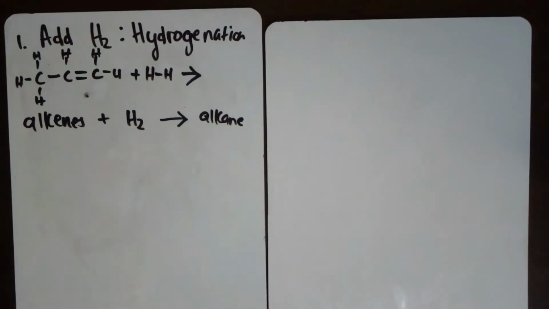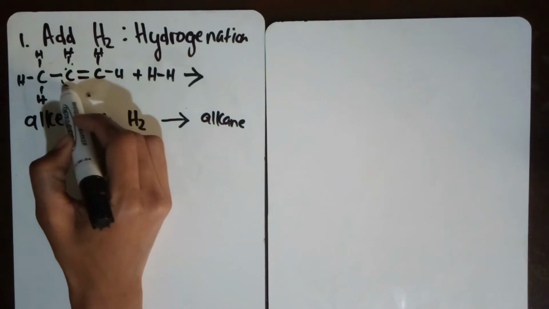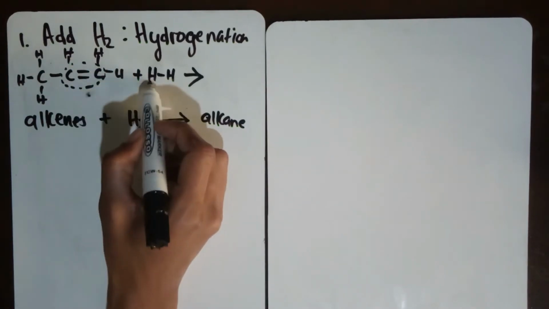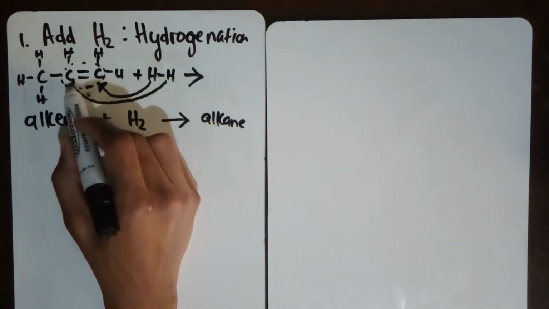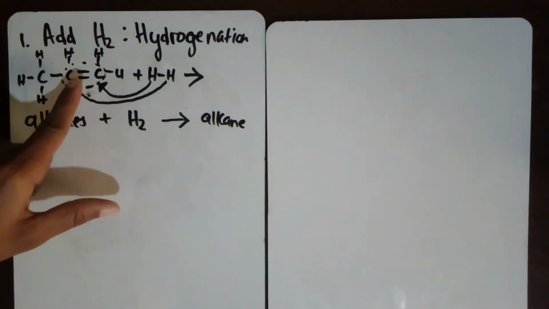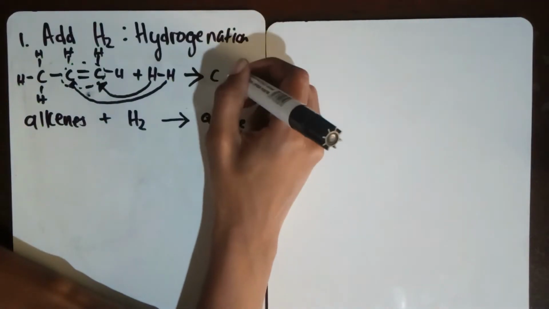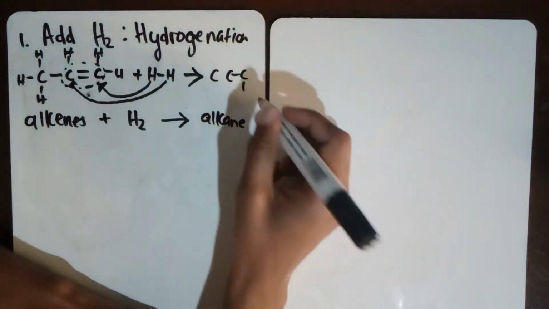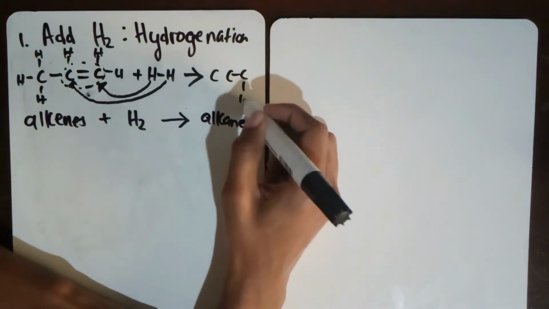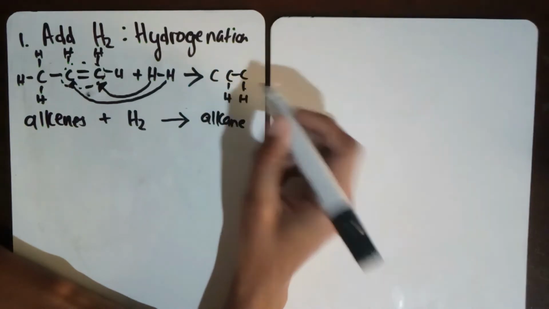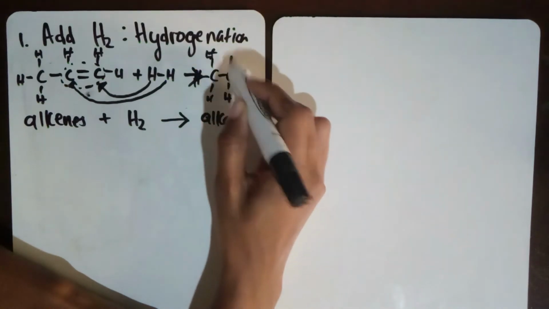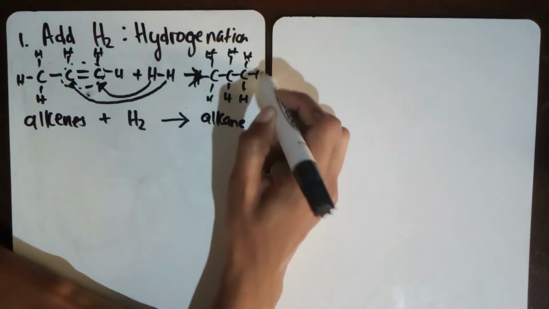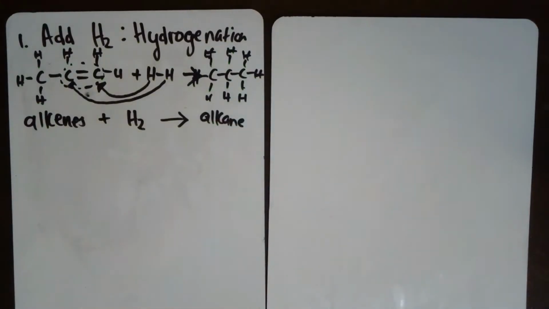So what's going to happen? This double bond is going to break. When it breaks, one hydrogen will come to this carbon, and the other hydrogen will come to this carbon, and this bond will form a single bond. So we'll have C, that new hydrogen, another new hydrogen there, and then you have your old hydrogens. As you can see, we formed propane, which is an alkane. Quite straightforward, it's not that complicated.